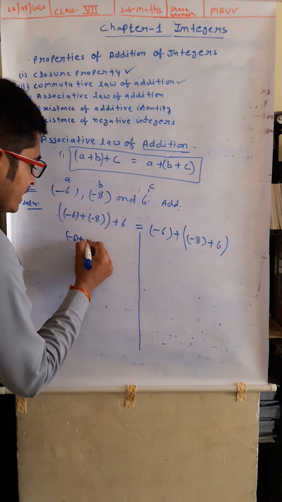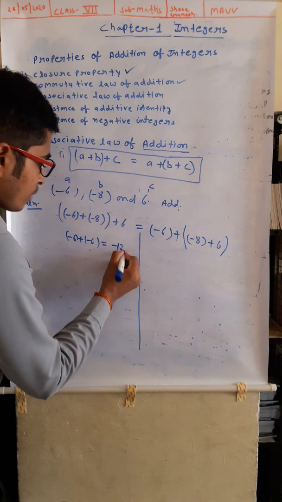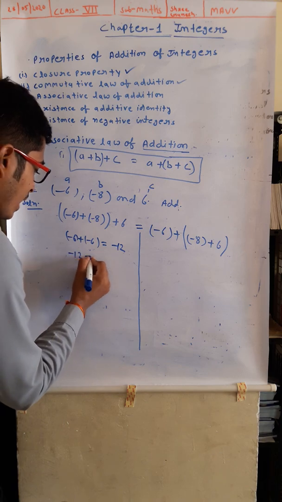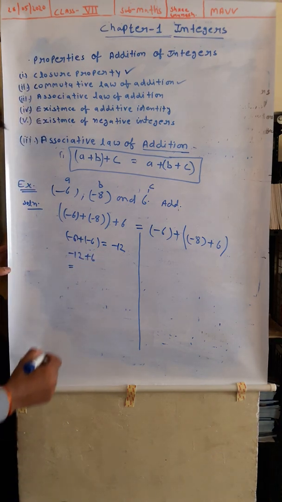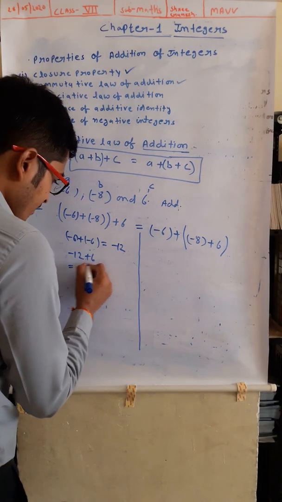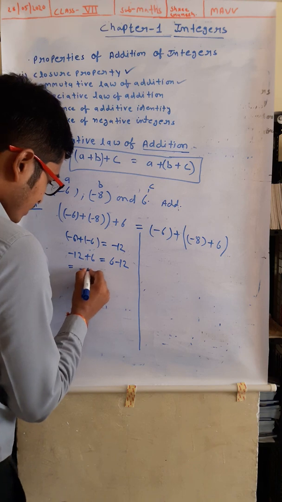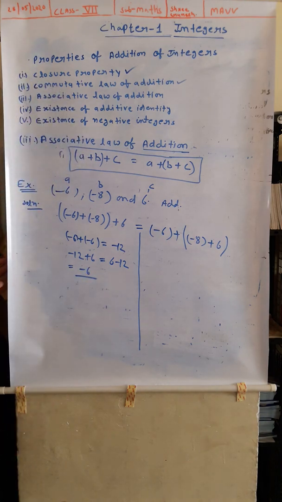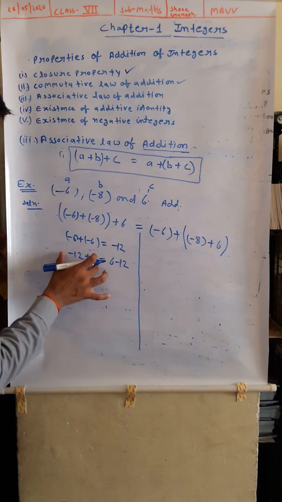so minus 6 plus minus 6, it will become minus 12. Now minus 12 plus 6, how much? Minus 12 plus 6 will become, we can write it as 6 minus 12, that is minus 6. Understand? I already explained in the previous video. Then you are given two unlike signs, and you have to add.